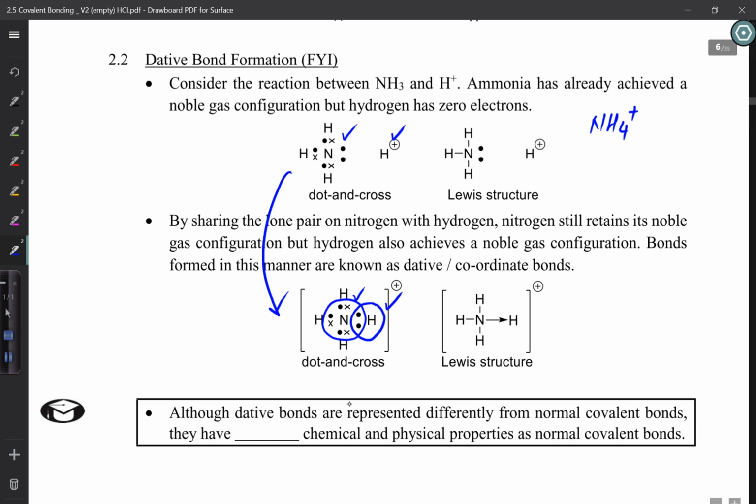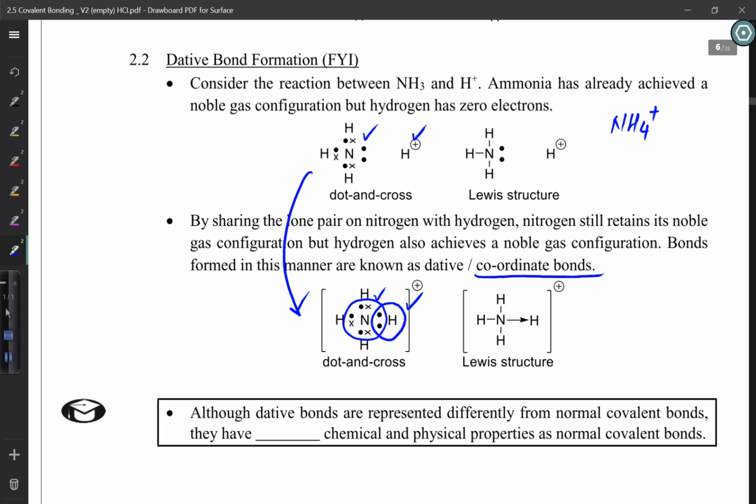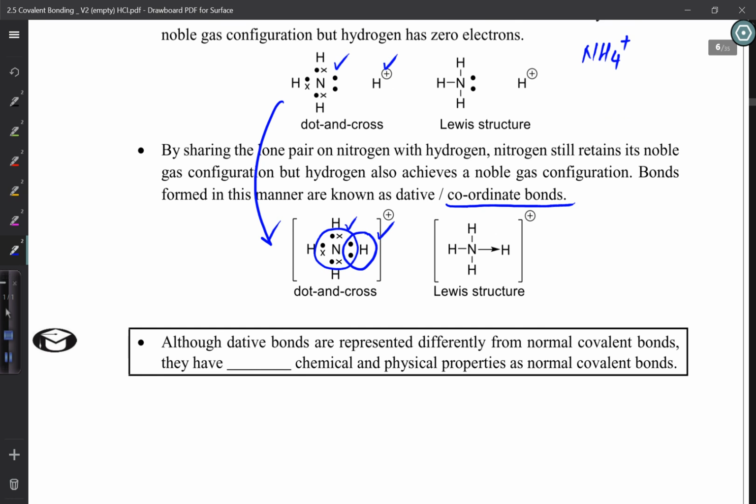So these kind of bonds are known as dative bonds, and sometimes they are known as coordinate bonds. It's just how they are named. So one more thing to take note is that although dative bonds are represented differently from normal covalent bonds, they have identical chemical and physical properties.